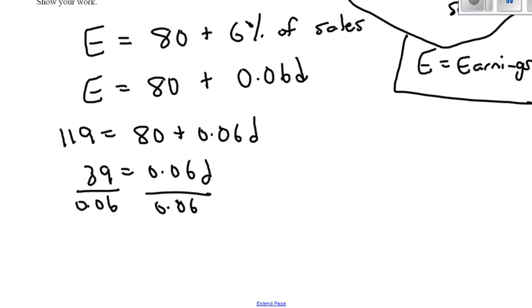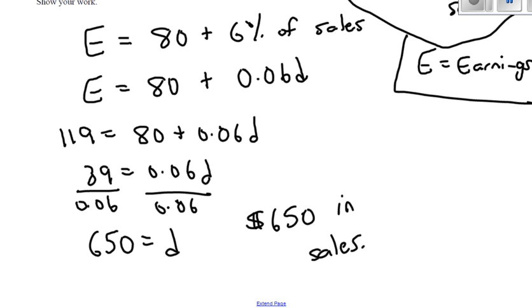And what do I get? So 39 divided by 0.06 is 650. So if Ezra wants to earn $119, he needs to do $650 in sales. So make sure you write some sort of nice sentence about Ezra.